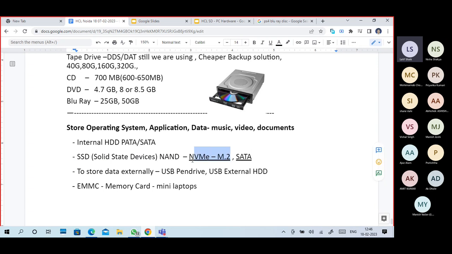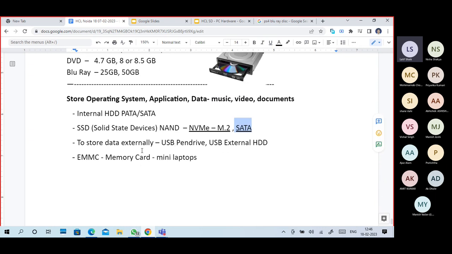In SSDs also, there are two types: SATA interface SSDs and M.2 type SSDs. You can also store data externally. Usually data you store externally, like on USB pen drives, SD cards, or an external hard disk.